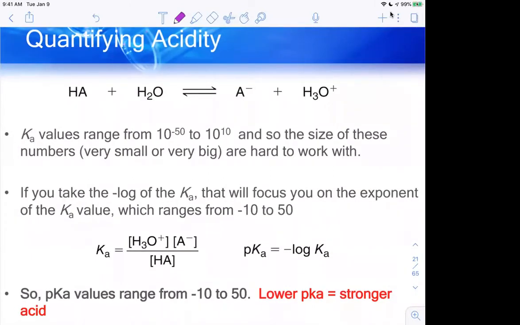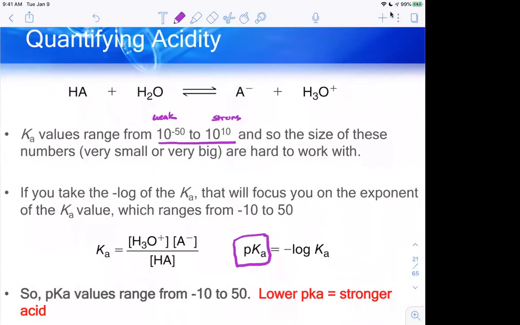Ka values are tabulated. They are going to be in any chemical resource that you might find. I'm sure you can Google tables of Ka data. And basically, they're going to range from 10 to the minus 50 to 10 to the 10th. So this is going to be my very strong range, and this is going to be my very weak range. Because of this large variance and these large exponents, the numbers tend to be either very small or very big and are hard to work with. So we're going to work with another parameter, which is called pKa.